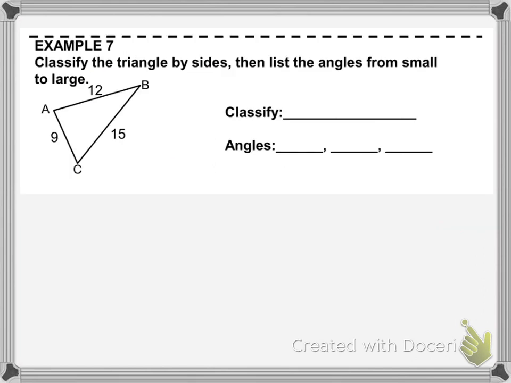All right, let's try this example. Classify the triangle by sides. Then we'll list the angles from small to large. So if I'm looking at the sides, I've got 9, 12, and 15. Because they're all different lengths, we're going to say that this triangle is scalene.